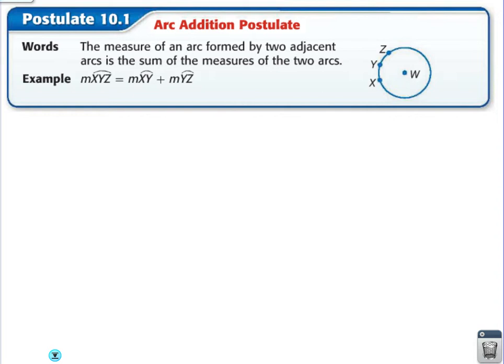The arc addition postulate, that sounds familiar. Back in chapter 1, 2, somewhere in there, we had what was called the angle addition postulate. We had the segment addition postulate. The angle addition postulate stated if you've got an angle that's broken into two smaller angles, 1 and 2, that the measure of angle 1 plus the measure of angle 2 is equal to the entire angle there. Remember it? That was the angle addition postulate.